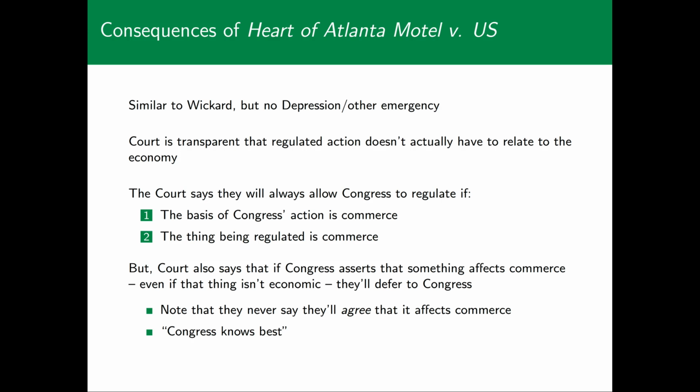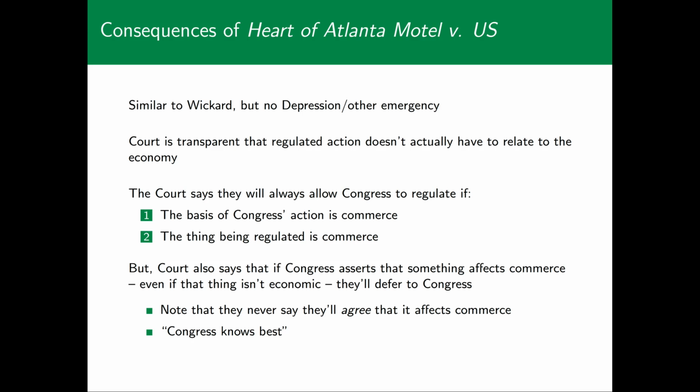So here the court is saying, look, the thing being regulated doesn't itself have to be economic. It just has to affect commerce. So this argument that everybody, or at least one side makes in all these cases, this isn't an economic thing, this isn't commerce, that doesn't matter. Right? They don't have to be regulating the economy directly. They can regulate things that affect the economy.